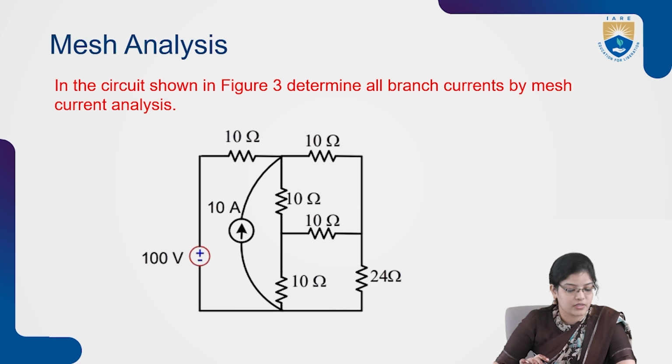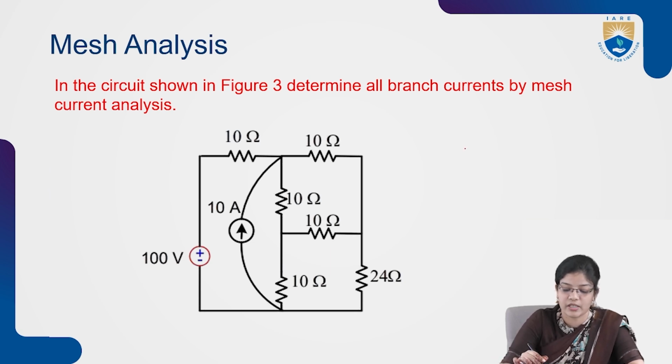So if we move to the next example, if you see this question, in the circuit shown in the figure, determine all branch currents by mesh current analysis. Here also, in the previous circuit, I have told that if there is any current source connected in parallel with the resistance, first we have to convert that into a single voltage source, and the resistance will be the same. That should be connected in series.